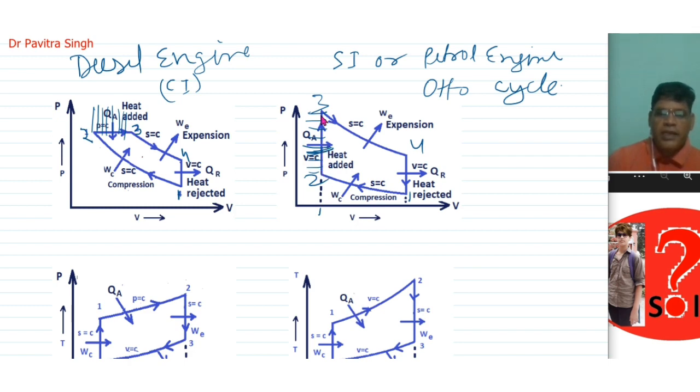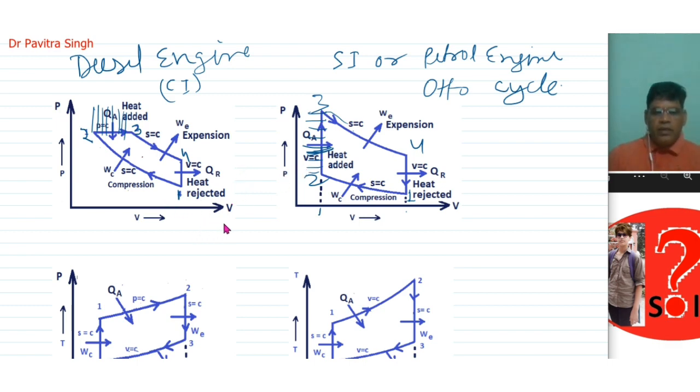So this is called heat addition at constant volume, and then the expansion is taking place at constant entropy. This is called the power stroke. Again 4 to 1 is the heat rejection process at constant volume. So in this situation the piston will be at the ODC. So this is heat rejection at constant volume and heat addition at constant volume in the case of the petrol engine, and in the case of the diesel engine, heat addition will be at constant pressure and heat rejection will be at constant volume. So this was the basic difference between SI and CI engines.